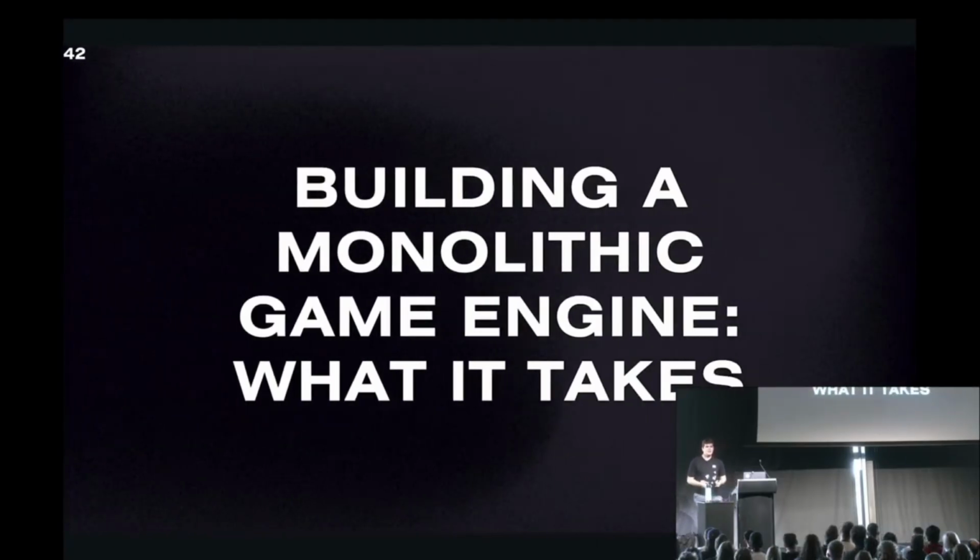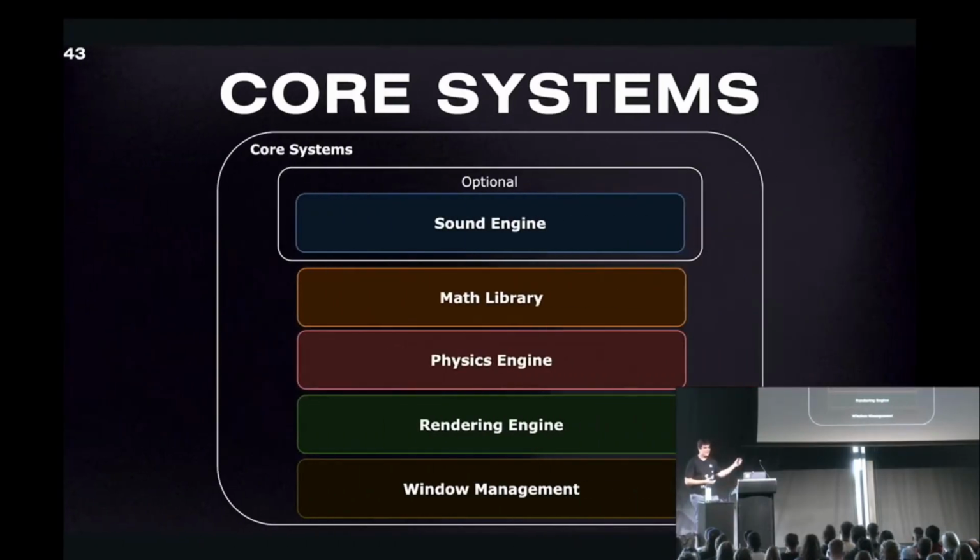So building a monolithic game engine, what does it actually take to build? Well, unfortunately, you are going to need all of those core systems, and especially a sound engine if you want a polished game. So you're going to want a math library of some sort that is shared between your physics, rendering, and window, and then you're going to want a physics engine for realistic physics, a rendering engine to render to the screen, and some sort of window management.